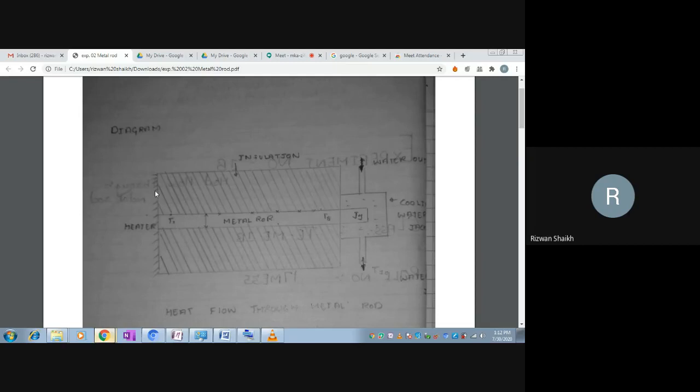At one end of the metal rod, we have a heater. We supply the heat through this heater. The other end of the metal rod is exposed to a cooling water jacket. Here we have a cooling water jacket. This is the water inlet and this is the water outlet. This is called a cooling water jacket.